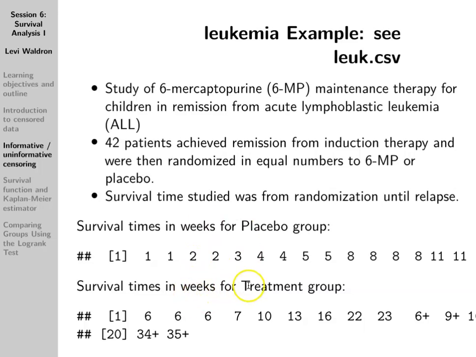So just looking at this data set, it looks like this is probably an effective drug, because we have all deaths in the placebo group. The longest anyone survived was 11 weeks, whereas in the treatment group we have survival up to at least 35 weeks, and no one died in less than 6 weeks.